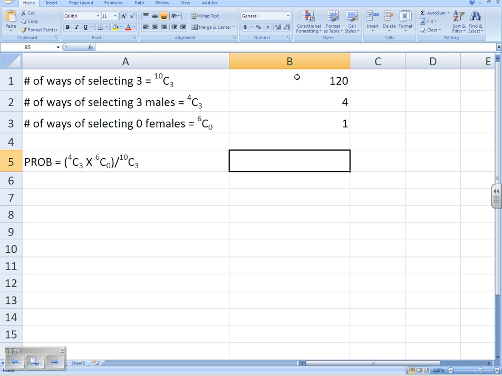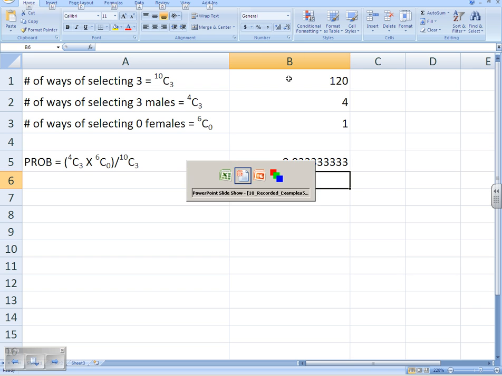Having got those cells, we can use them in our probability calculation. Our probability equals the value for the males, multiplied by the value for the females, close the brackets, and then divide by our total number of outcomes, which is cell B1. Excel picks up those references and gives us a probability of 0.033 recurring, 0.03 to 2 decimal places.